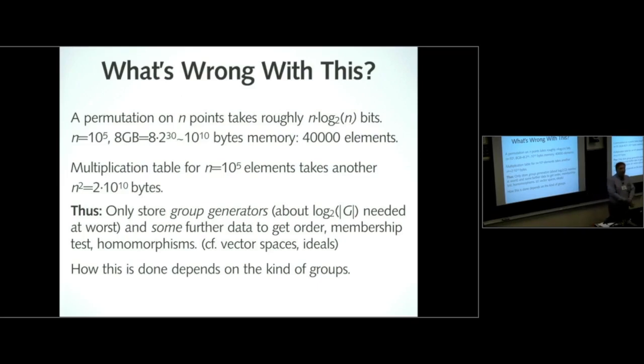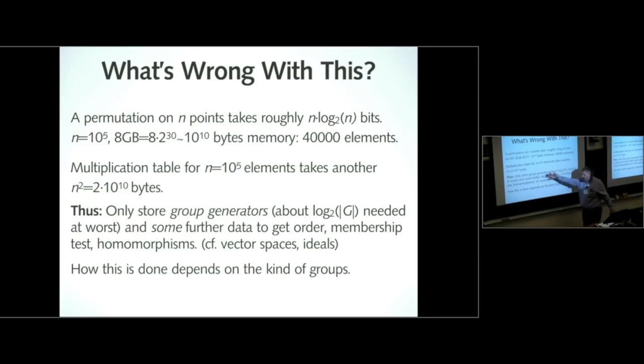So therefore we're doing something different. We don't store all elements, and it's not a new idea. In linear algebra, you don't write down all elements of a vector space. You write down a basis. So we want to store only generators of the group, and that suddenly gives us an enormous reduction. Roughly, the number of generators we need in the worst case is a logarithm in the group order. So if we have a group of order 10 to the 5, we have only logarithm of 10 to the 5 many generators.